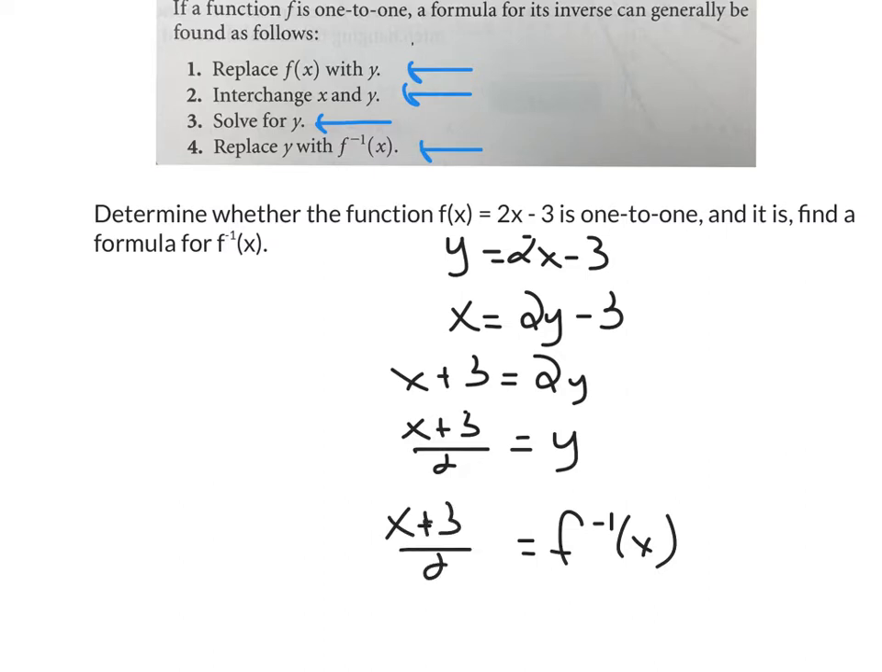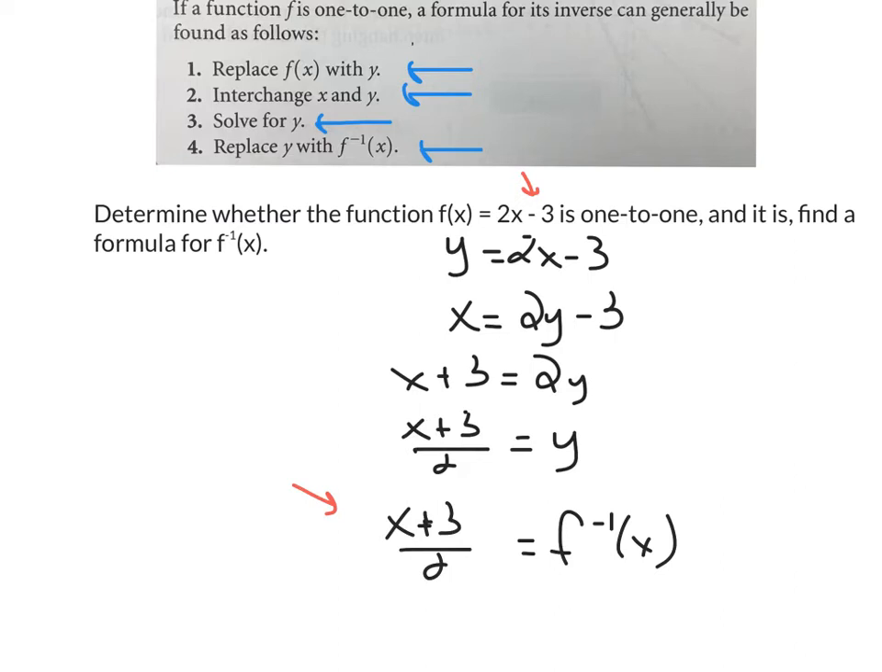I'm going to show you two really neat things right here before I close this video out. I hope you think it's neat. I think it is. When you started up here, if you look at the x, they multiplied by 2 and subtracted 3. Look at the answer: added 3 and divided by 2. Inverse means opposite. The opposite stuff happens.